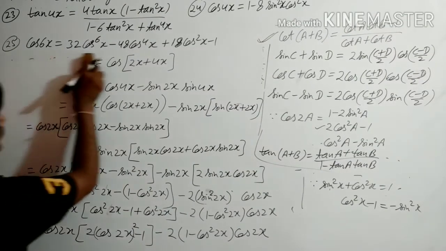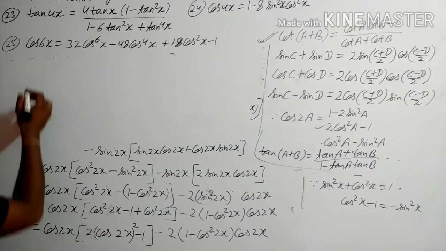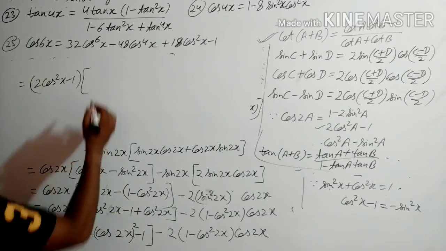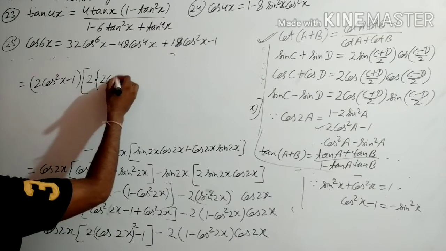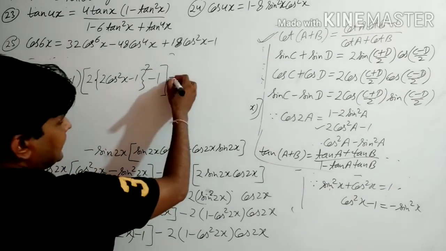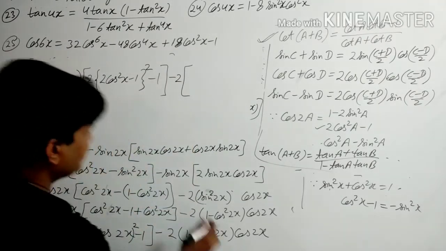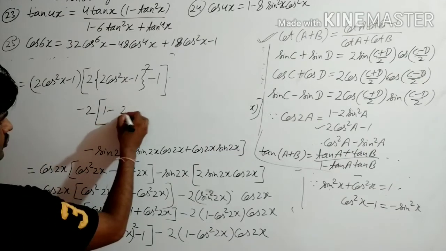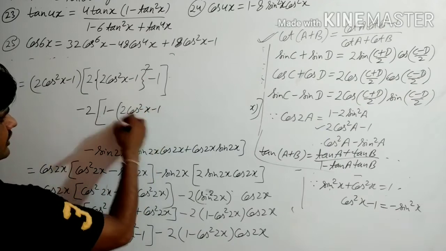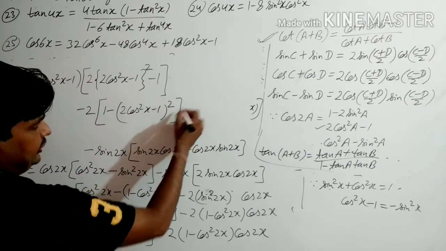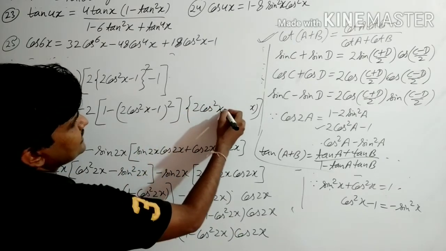Now these values can be written as, cos 2x can be written as 2 cos square x minus 1 into 2, and cos 2x is 2 cos square x minus 1 and square of this minus 1, minus 2. चलिए मैं इस टर्म को जो है यहां लिख रहा हूं, minus 2 into 1 minus cos square 2x means 2 cos square x minus 1 and whole square of this. देखिए cos square 2x same इसी तरीके से लिखा जाएगा. So ये लिखा जाएगा 2 cos square x minus 1 and square of this into cos 2x is 2 cos square x minus 1.